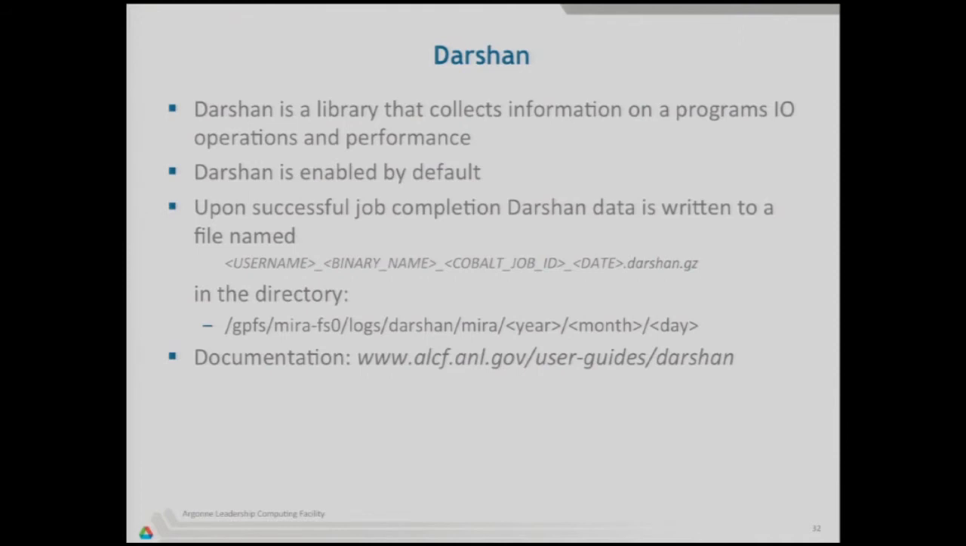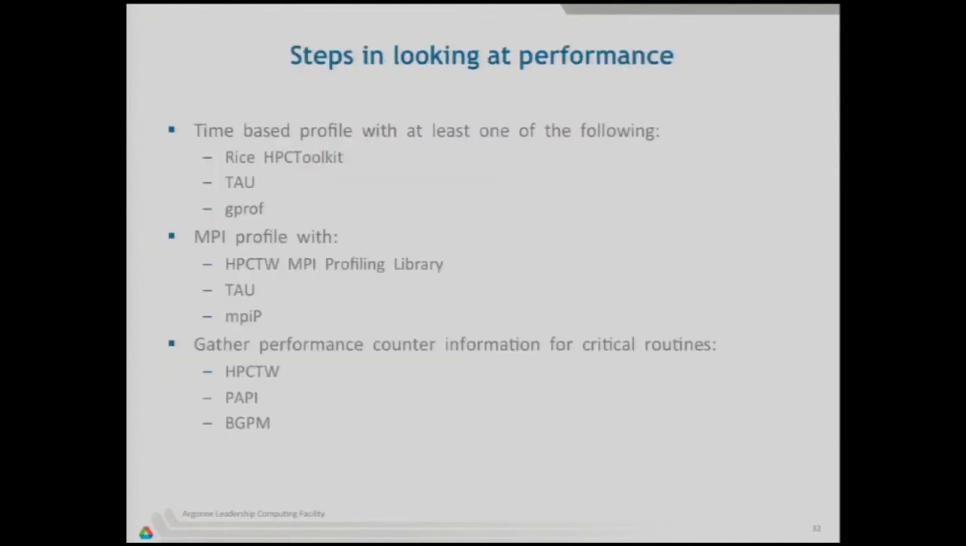If you go and look in that directory, you'll actually find data that's been gathered by your code. And there's a little viewer that you can use to output that information, and it's documented, discussed in our user guide here on Darshan. So if you have any problems with I/O or questions about I/O, Darshan is there, and it's already collected information about what your code's doing with I/O, and you can take a look at it.